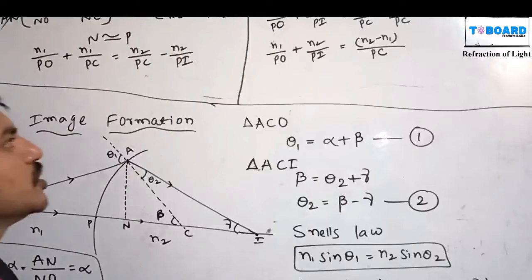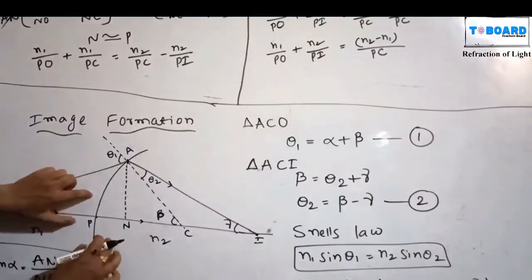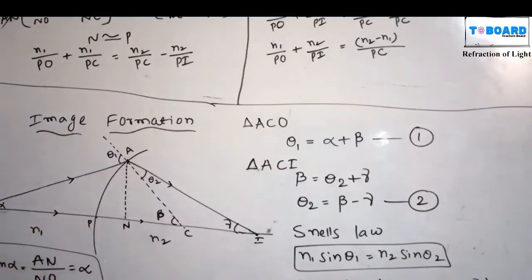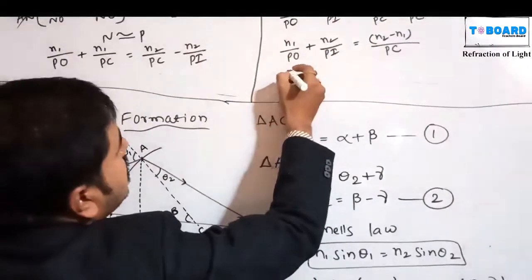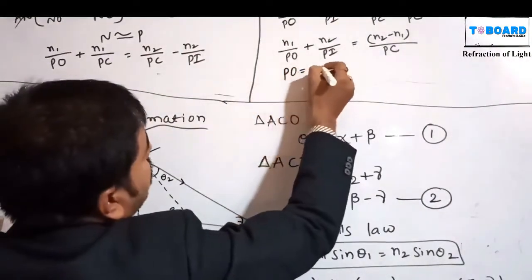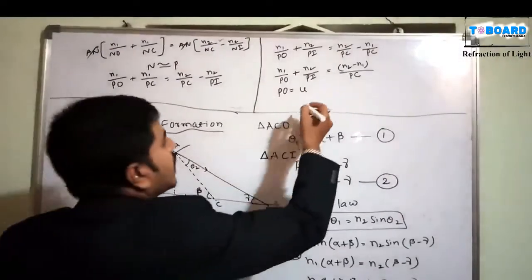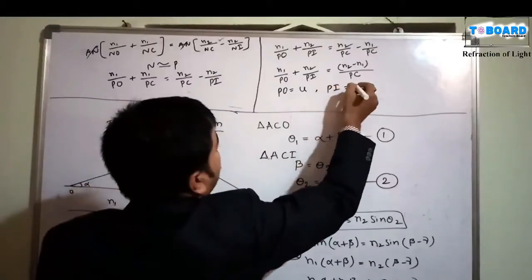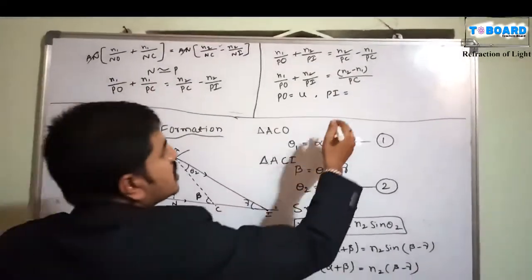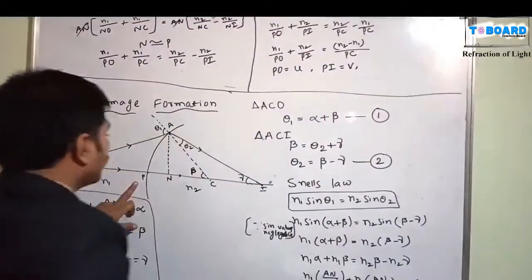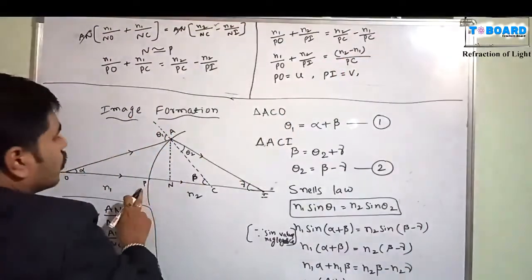In this situation, do you know what PO is? PO is nothing but the object distance, and the object distance is shown with the symbol U. What about PI? PI is the image distance, and the image distance is V. Now what about PC? PC is nothing but the pole to the center of curvature.